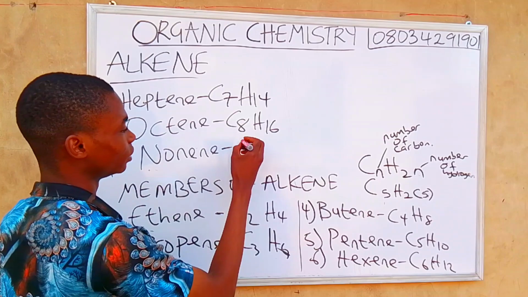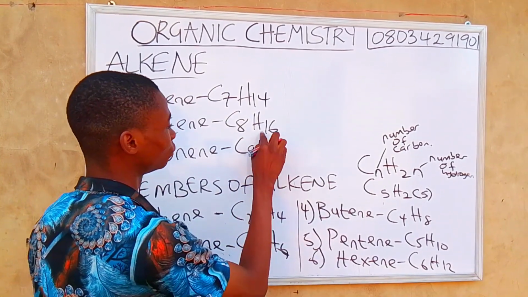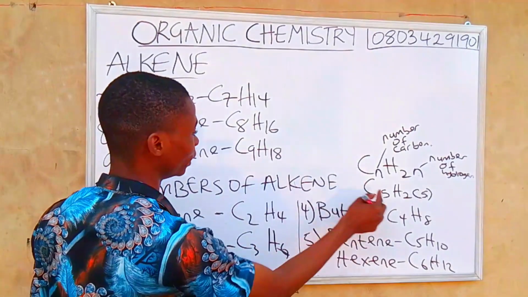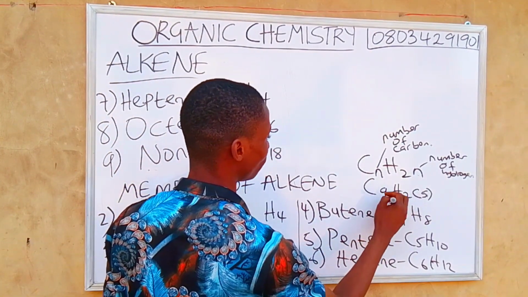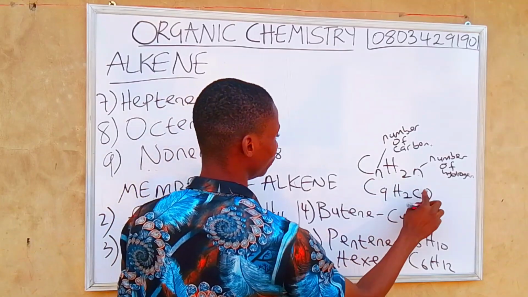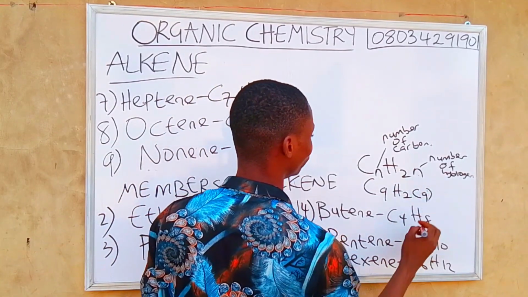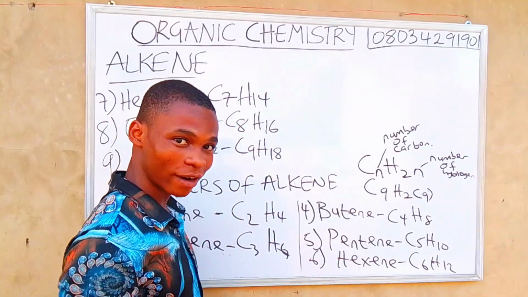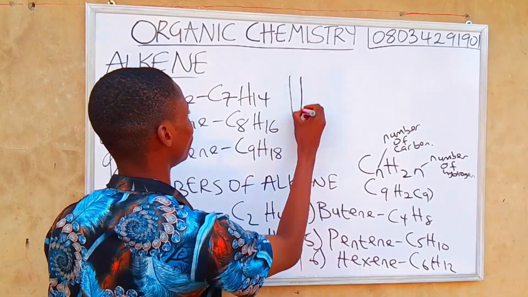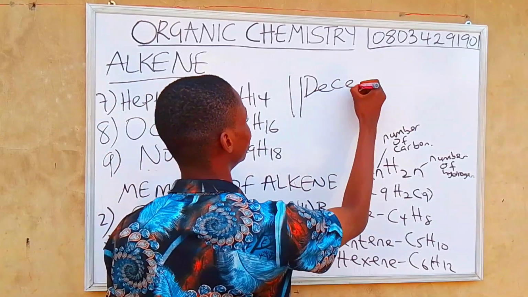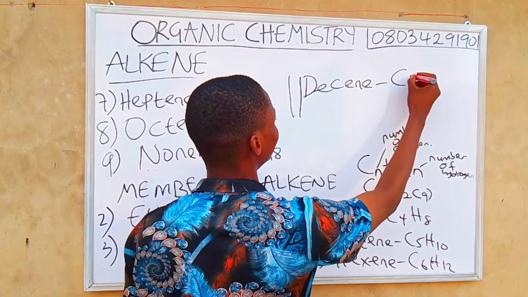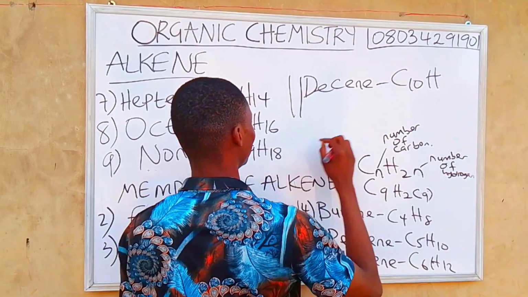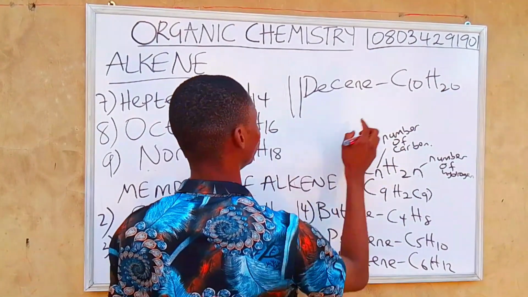9 is nonene. Add 1 to this 8, it will give us C9. H. Add 2 to this 16 will give us 18. And if you still want to confirm whether it is correct, just come here. Input 9 here as the number of carbon, and input 9 also here as the number of hydrogen. You can see C9, 2 multiplied by 9 is 18. You are still going to get the correct answer. So the last one which I'll be talking about is decene. That will be C10H what? C10H20. Because if you have 2 times 10, it gives us 20.